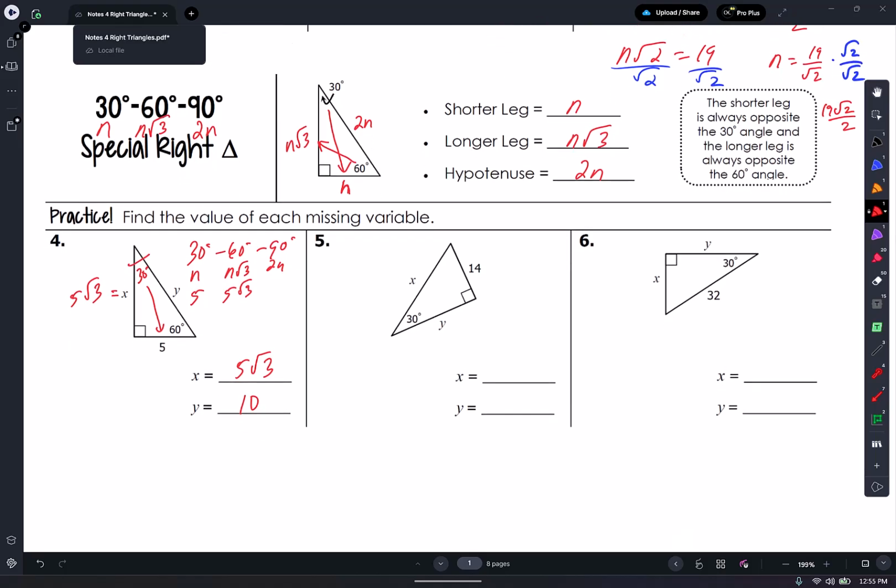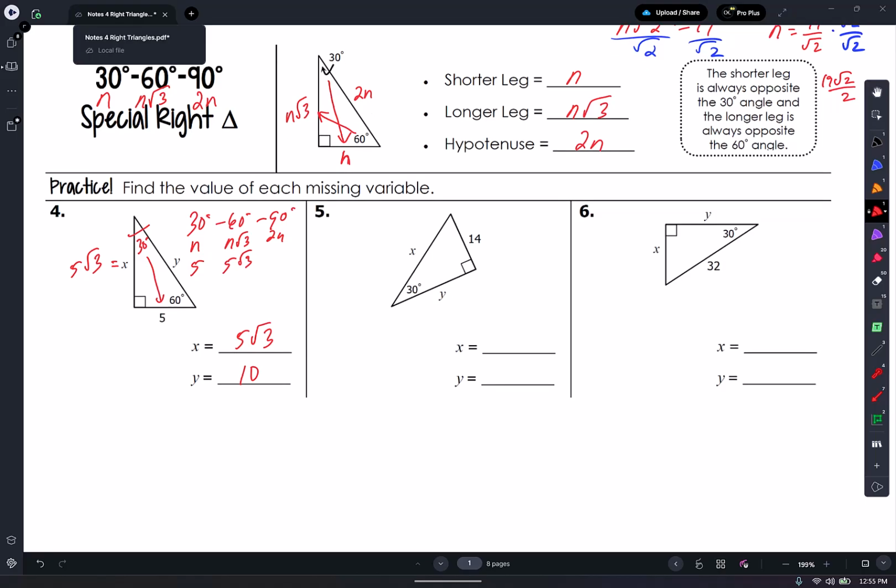Pretty straightforward, guys. Again, right here, that 14 is opposite, so that's your short leg. So that means this is 60 degrees up here, so that y has to be your long leg. So then that means that y is 14 root 3. Does everyone know where I got the 14 root 3 from? Okay. And then the x is double the short leg. So I'm going to double the 14, which is, there you go.